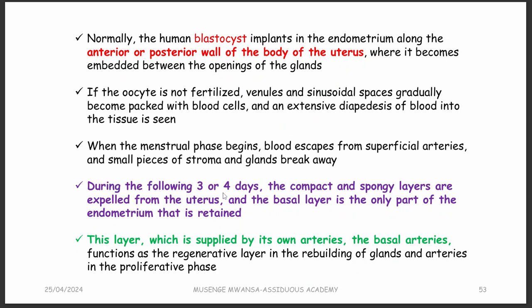During the following 3 to 4 days, the compact and spongy layers are expelled from the uterus. If fertilization didn't happen, the basal layer, the layer down below, remains. Okay. It is a thin layer which is supplied by its own arteries, the basal layer, the functional layer. The basal layer is going to continue to grow again, and it will again form the functional layer. So the basal layer is never removed.